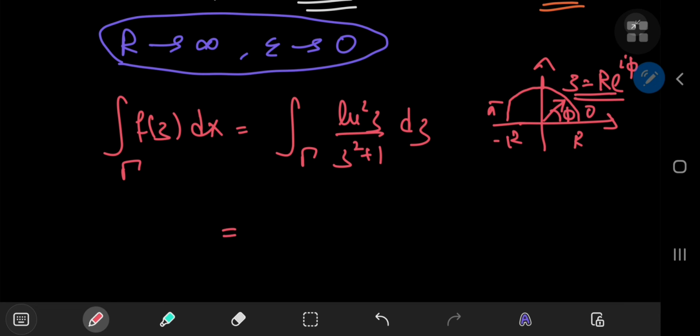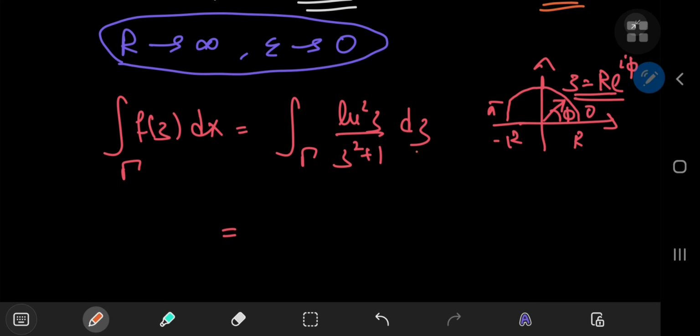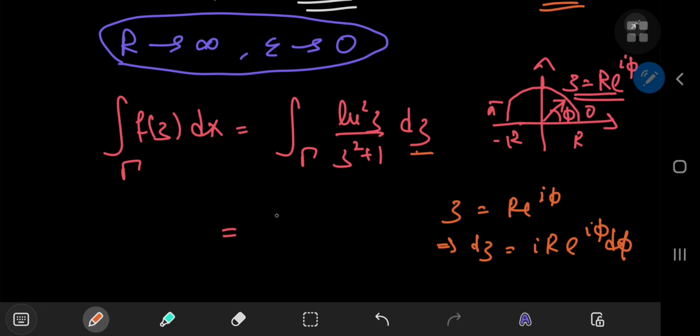So that means we can replace all the z's here by the polar representation. If z equals r times e to the i phi, this implies that dz equals, with r as a constant, i times r times e to the i phi d phi. And the limits of integration, as we see, are 0 to pi, correct?